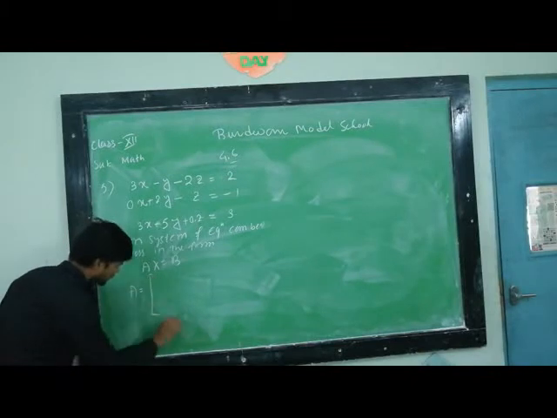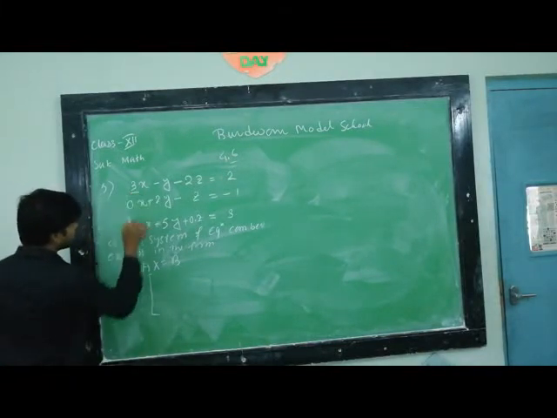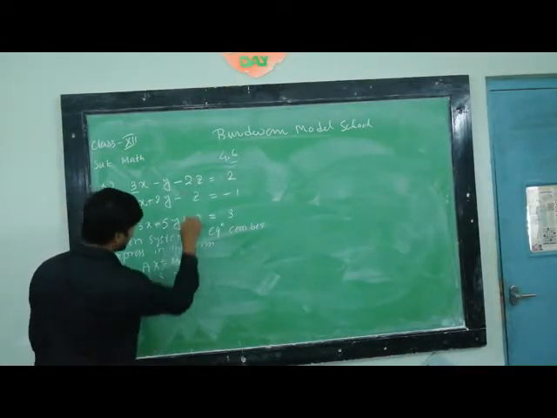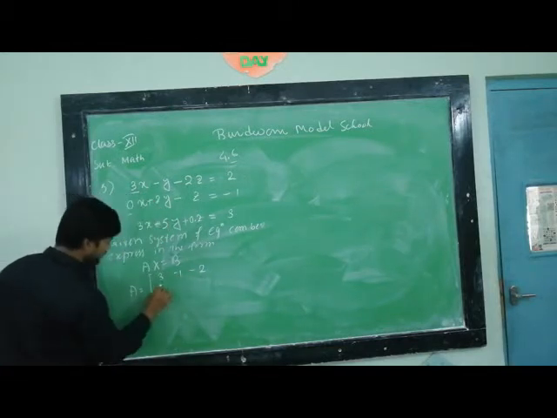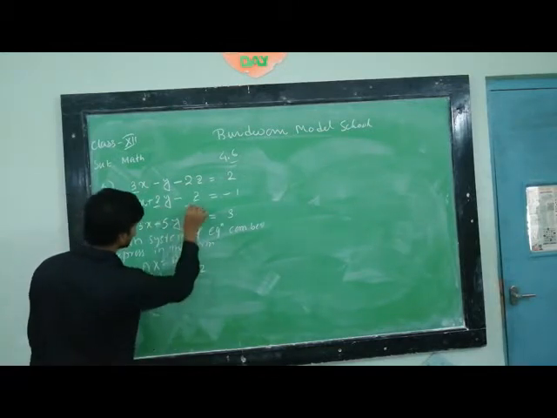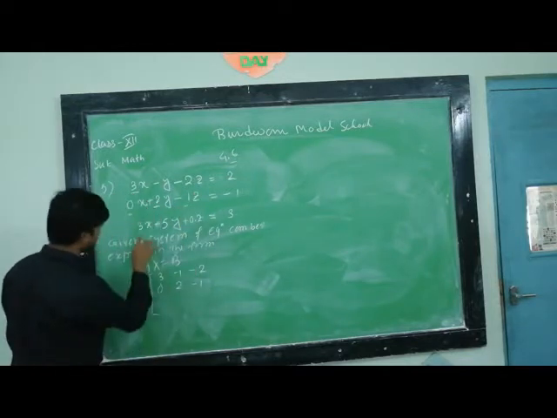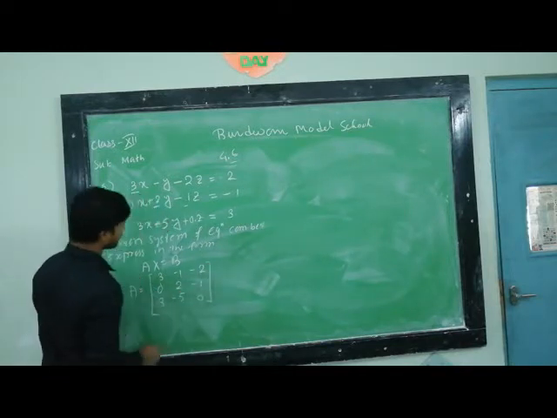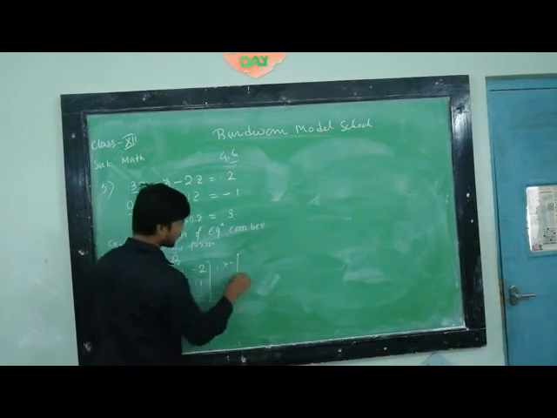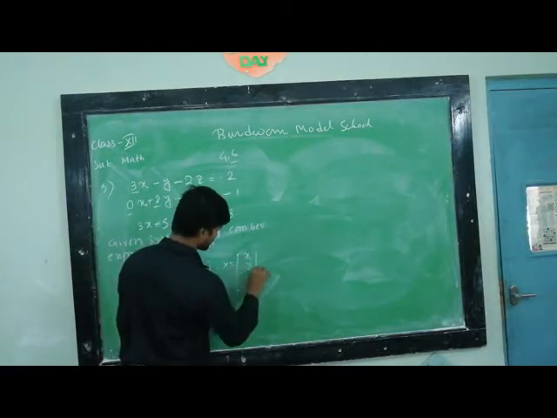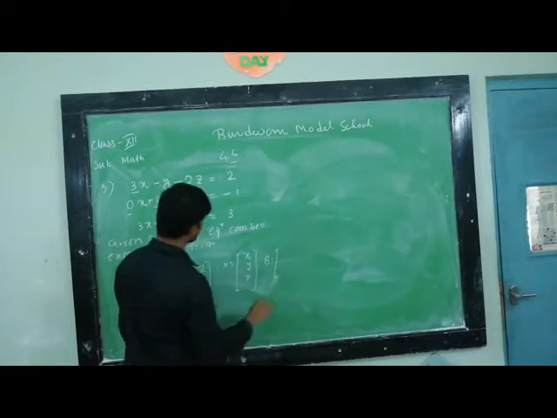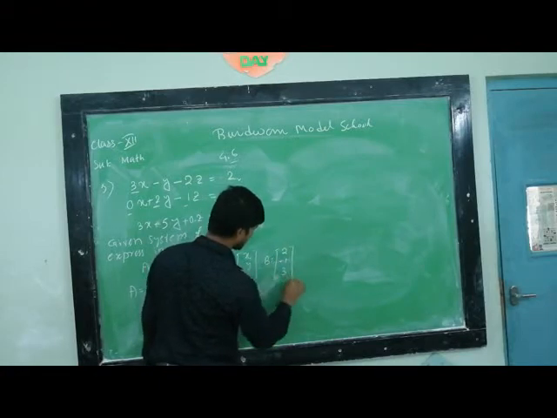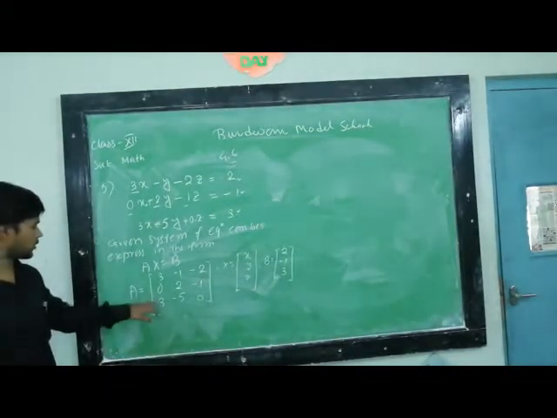A is the matrix with the coefficients of the variables. So 3, -1 and -2; 0, 2 and -1; here 3, -5 and 0. What is the value of x? So x will be a column matrix containing x, y and z. And B is also a column matrix containing 2, -1 and 3. Now we have to check the value of the determinant of A.